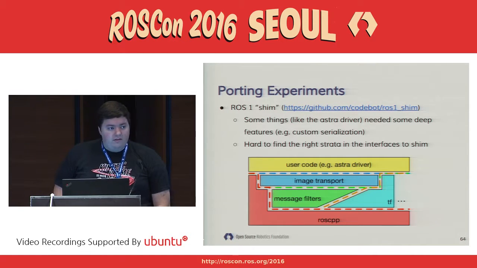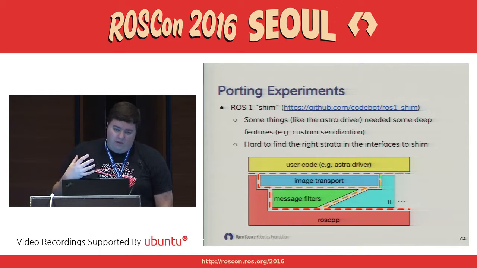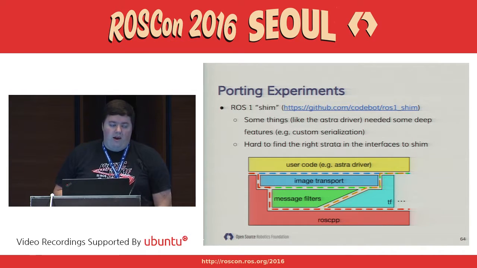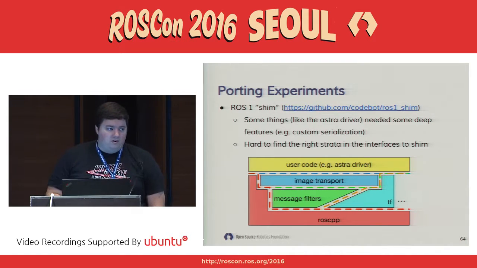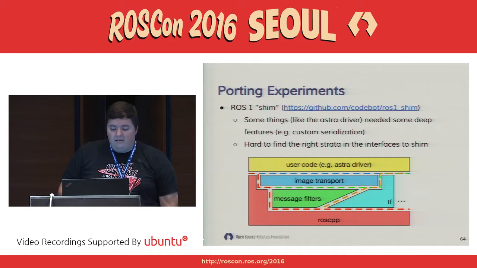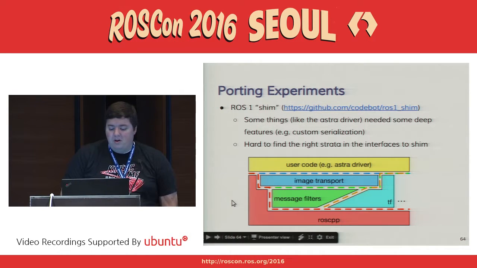It worked for the simple cases, but particularly with the case of the Astra driver, it used a lot of really advanced functionality in ROS 1, like custom serialization of message types. It made use of other parts of the system that were part of ROS 1, but not what you would consider part of ROS CPP, things like image transport and message filters and TF and stuff like that. And so one of the problems we had was finding the right, I use the word strata, which I tried to explain a little bit with this diagram, the right strata in which to put the shim.